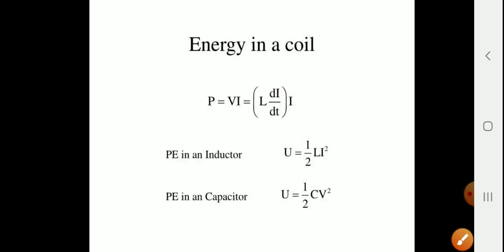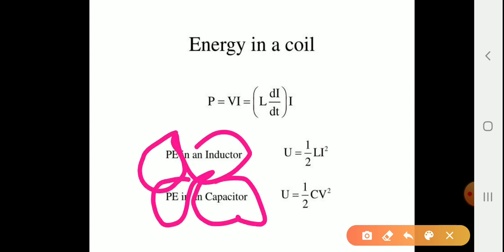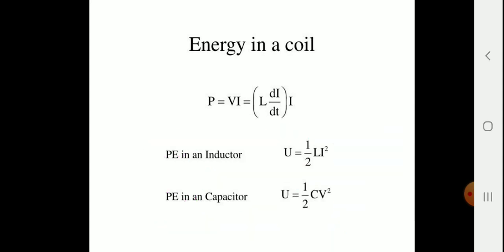Energy in a coil: power P equal to VI. So V equal to L di over dt times I. In which case this is the energy in the inductor and the energy in the capacitor. So the energy in the inductor U equal to 1 by 2 L i square, and in the capacitor case U equal to 1 by 2 C V square, right?